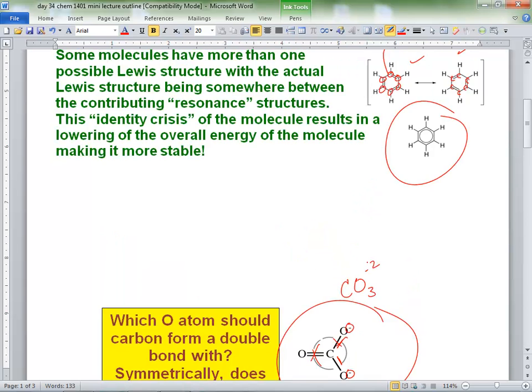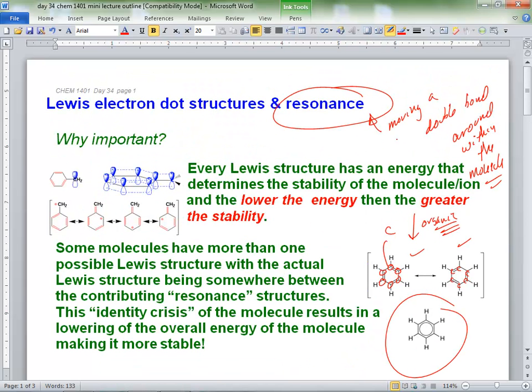Now, if resonance is just moving a double bond around, which elements form double bonds? Carbon, oxygen, nitrogen. I have to do CNOS, otherwise I get screwed up. Carbon, nitrogen, oxygen, and sulfur. CNOS. So you can only be moving double bonds around these guys, right? Not between anything.